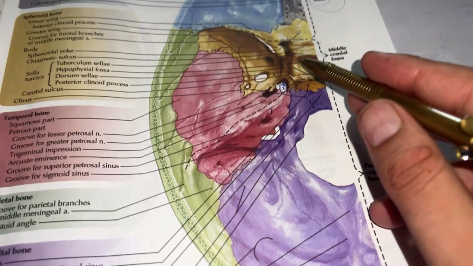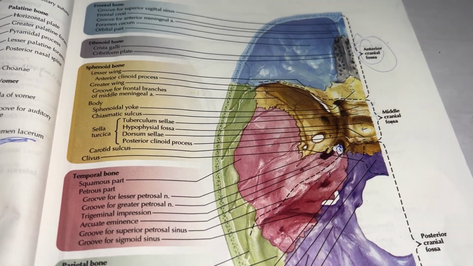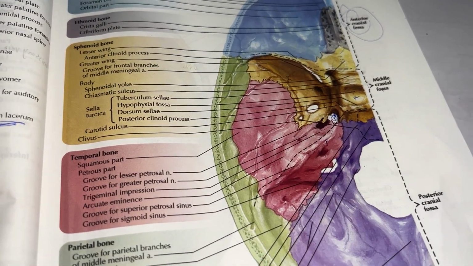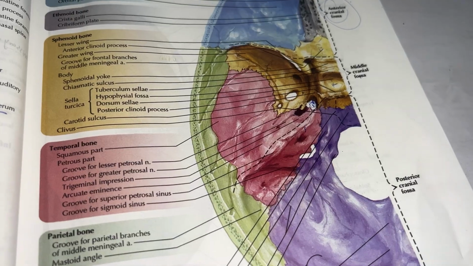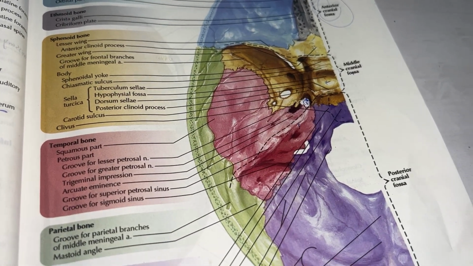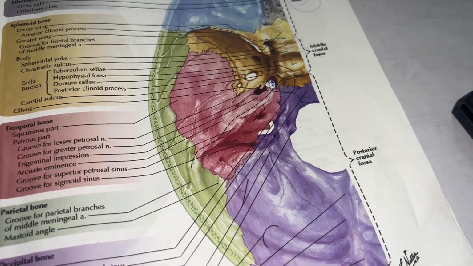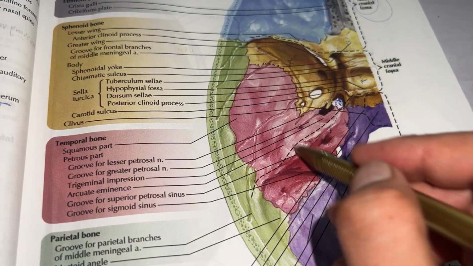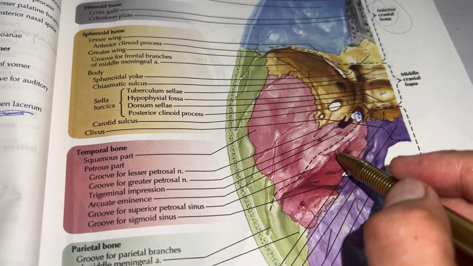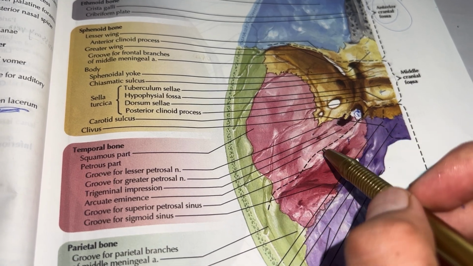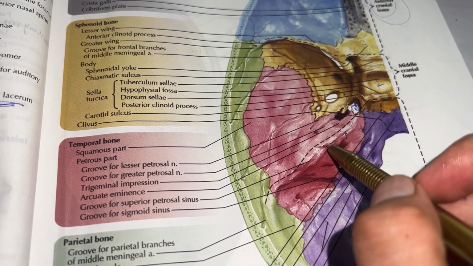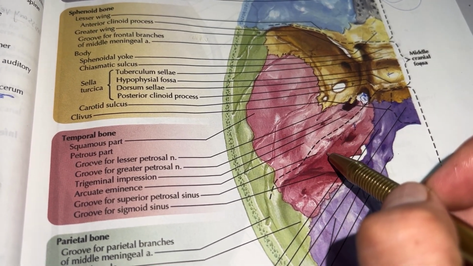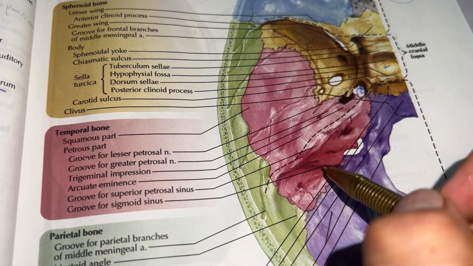Okay, so this is the middle cranial fossa. The middle cranial fossa also has a contribution from the petrous part of the temporal bone. This is the squamous part of the temporal bone, and this is the petrous part of the temporal bone.